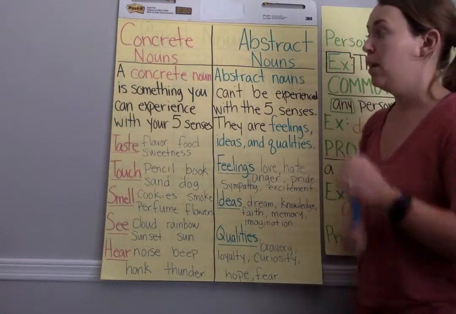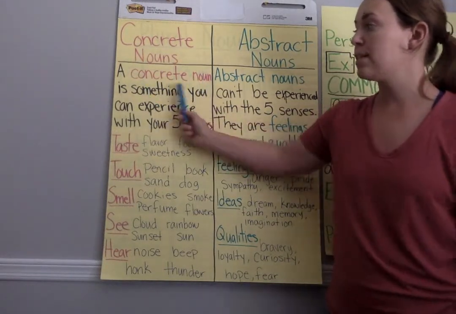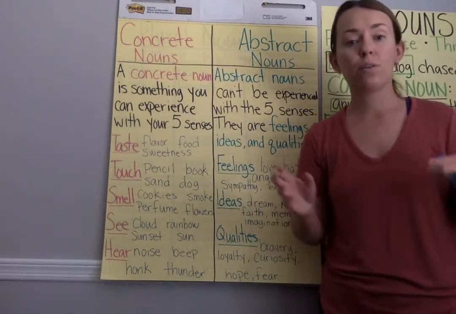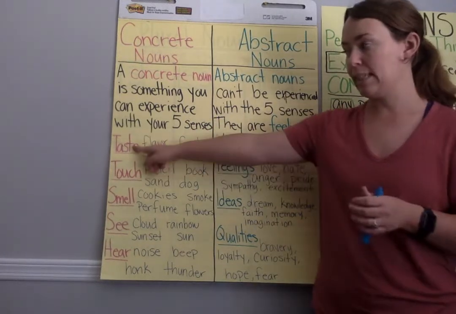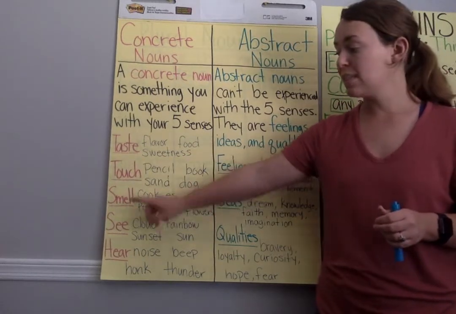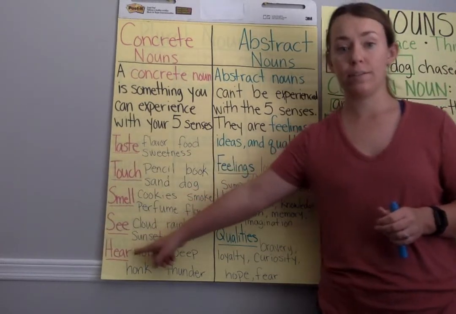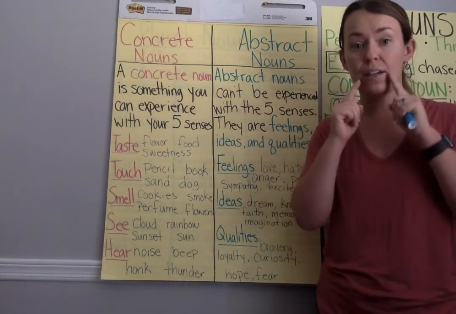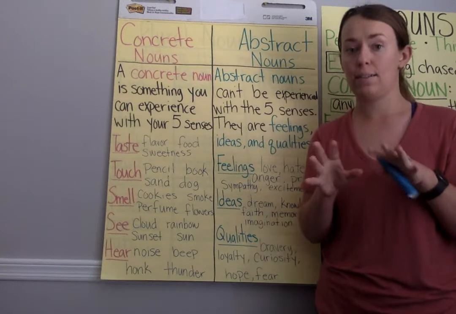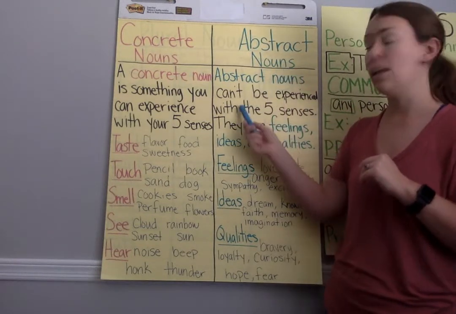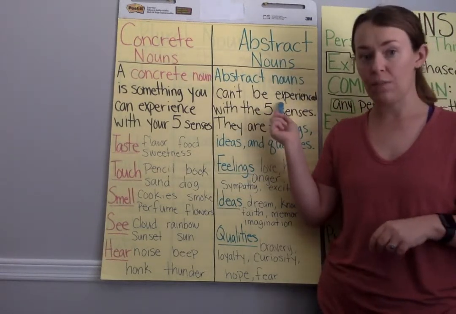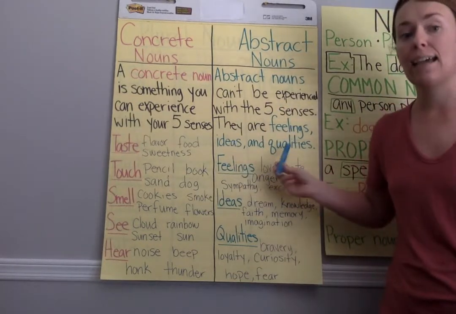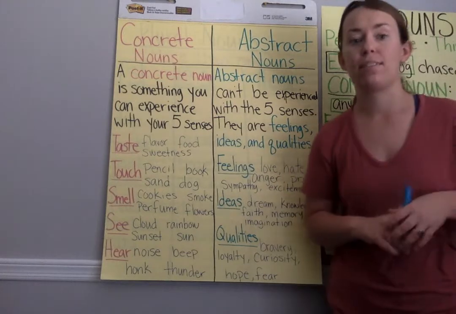part of it, okay? So a concrete noun is something you can experience with your five senses. If we can remember, our five senses are taste, touch, smell, see, and hear. So a concrete noun is something that we can experience with these five senses. An abstract noun cannot be experienced with the five senses. Instead, they are feelings, ideas, and qualities. And we'll talk about that more in just a second.